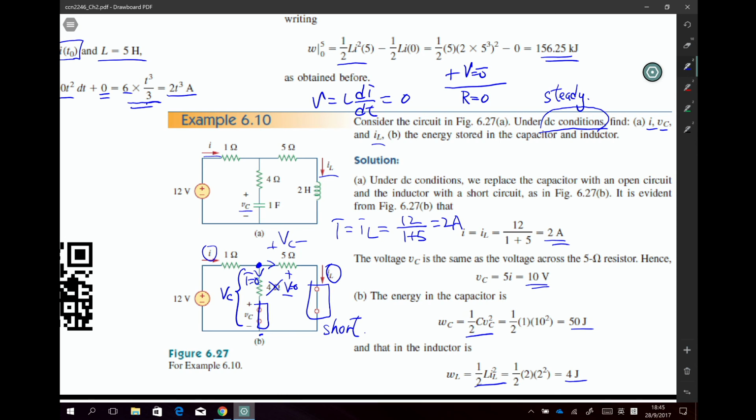Now, any question here? Okay, you can summarize the DC condition: when you have a capacitor, you replace it by an open circuit. When you have an inductor, you replace it by a short circuit, and then make the calculation, just like in your DC circuit. Okay?